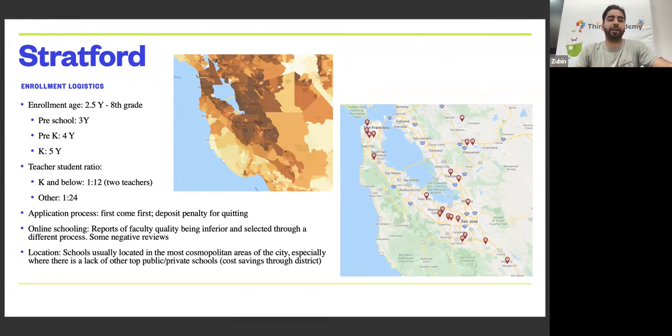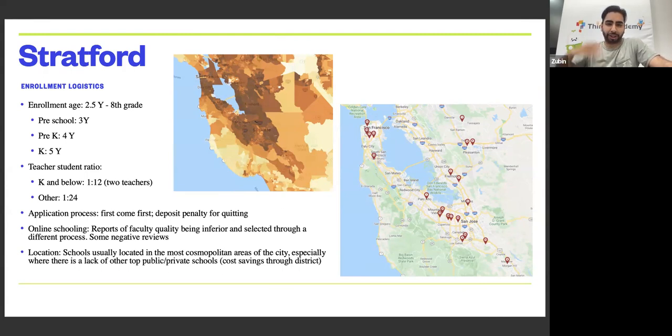For example, if you're trying to get into K and above, elementary school level, you will have to be born before a certain month. Say, for example, in California, the typical one is December 2nd. The teacher-student ratio for K and below is 1:12. Now, take that with a grain of salt, because usually for K and below, there are two teachers, and the same classroom does have about 20 students. So it's not that the classroom is small, but there are two teachers.